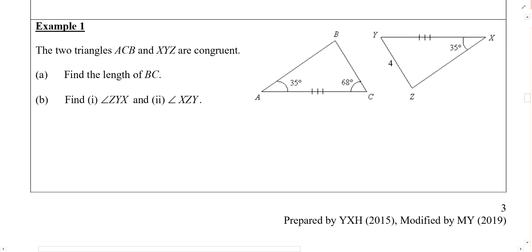Right, example number 1. These two triangles are congruent. Find the length of BC. Part A. So what do we write?